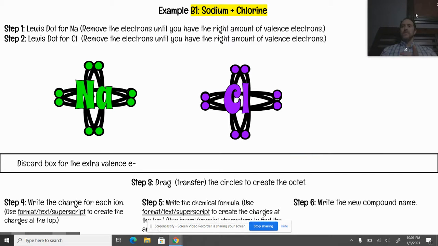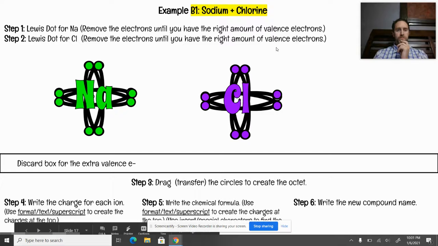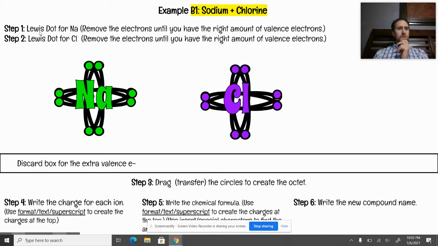Okay, here's your assignment for today. It requires, I'd say, a lot of attention. What I want you to do is go ahead and follow the steps. So we have 1, 2, 3, 4, 5, 6. So 6 steps for each problem. So what you're going to do is, step 1, create the Lewis dot for Na, or sodium.